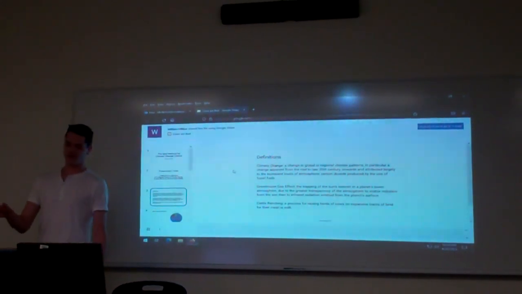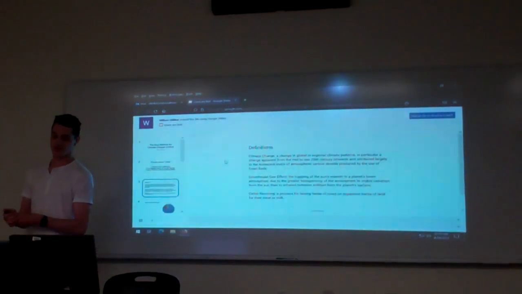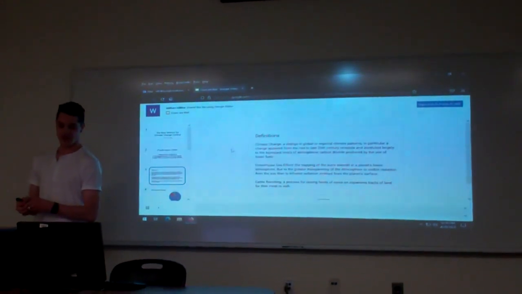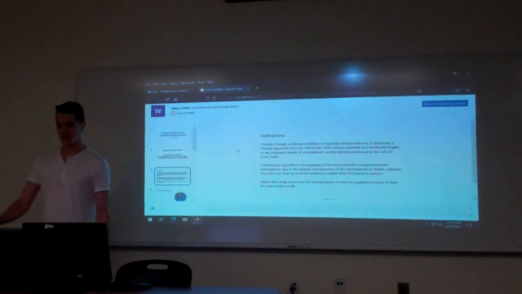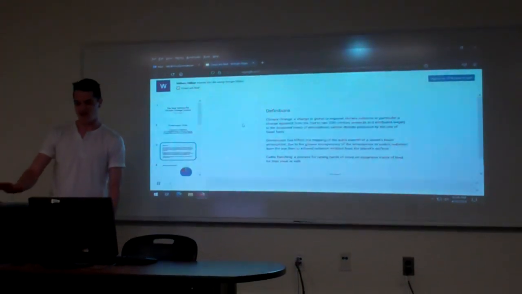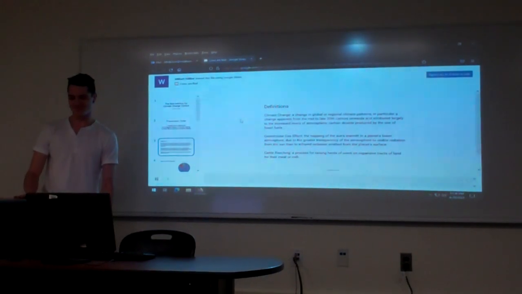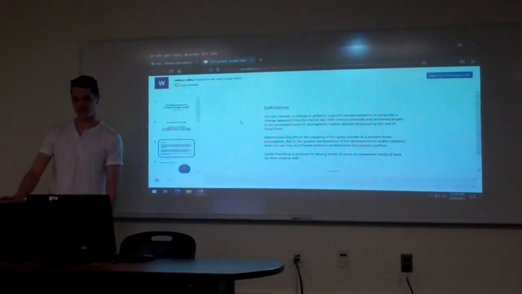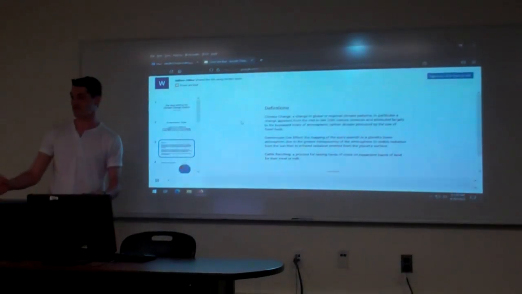According to Webster Dictionary, climate change is a change in global and regional climate patterns, a change apparent from the mid to late 20th century, attributed largely to the increased levels of atmospheric carbon dioxide produced by the use of fossil fuels.